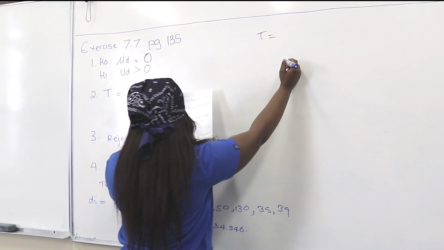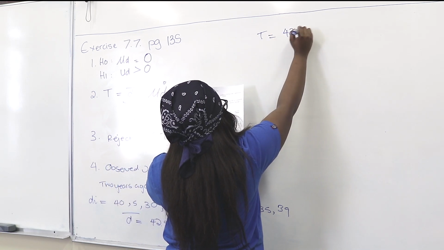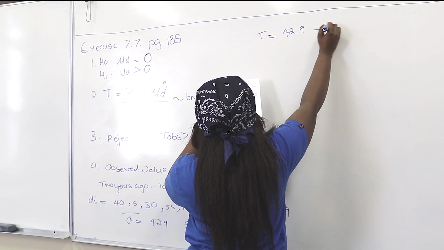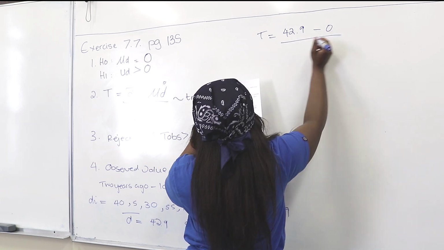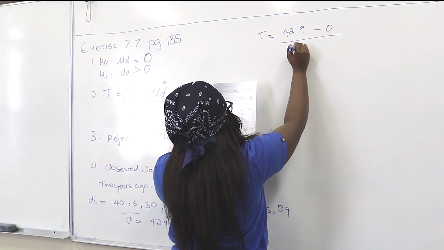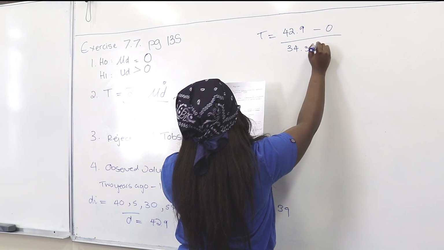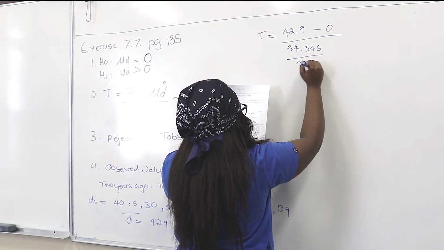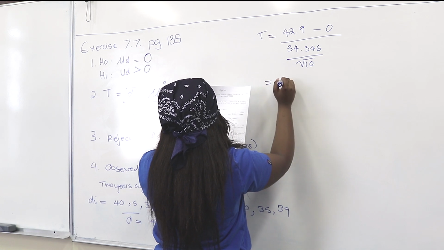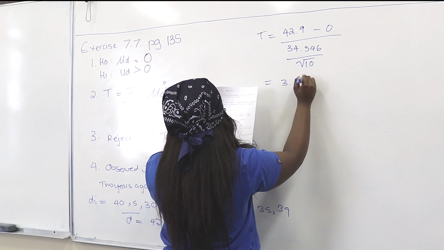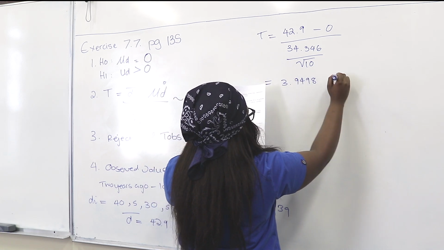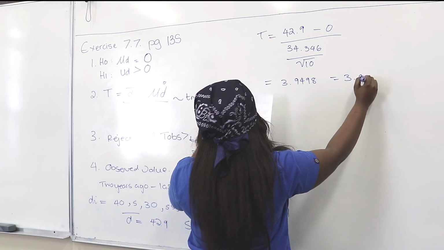Say T is equal to 42.9 minus 0 divided by 34.346 divided by the square root of 10, which is equal to 3.9498, which is the same thing as 3.95.